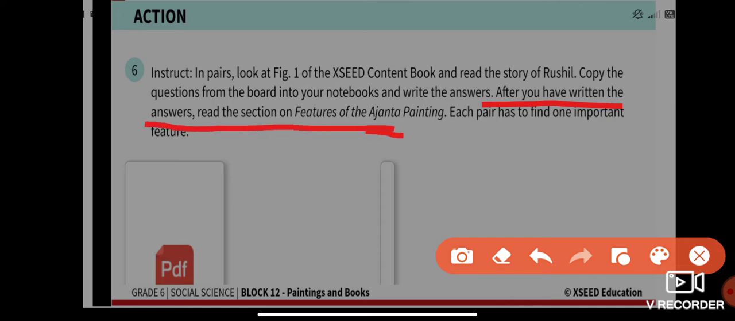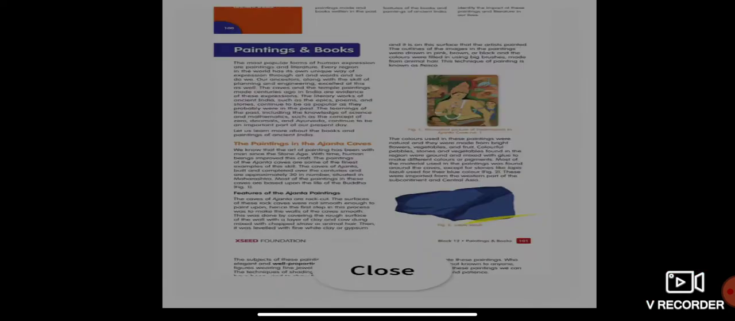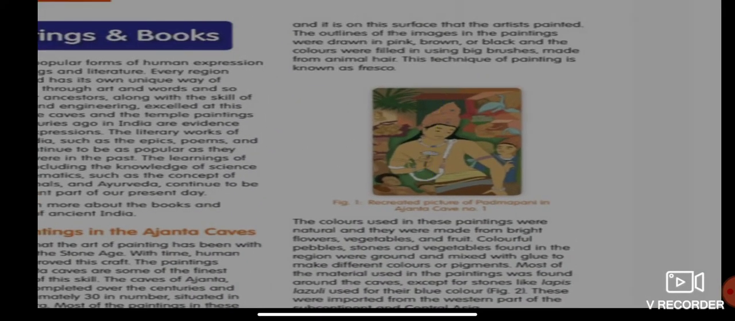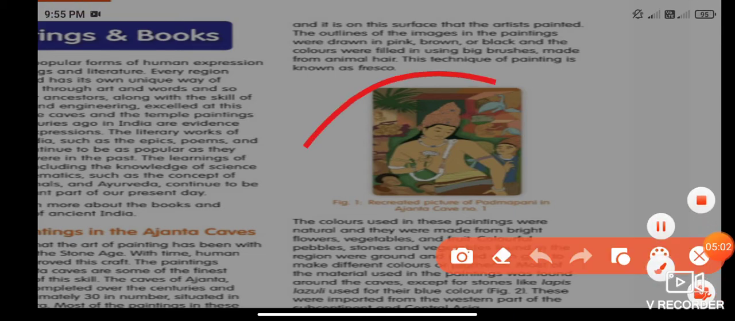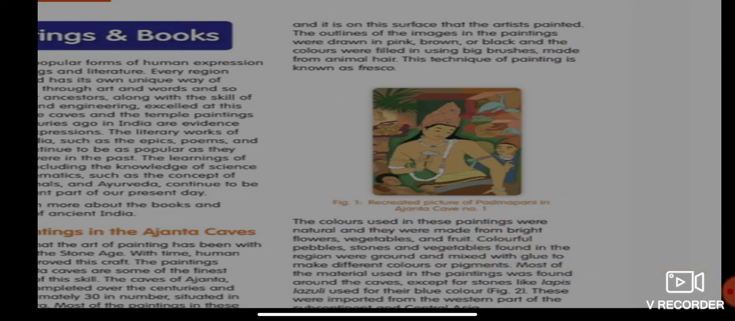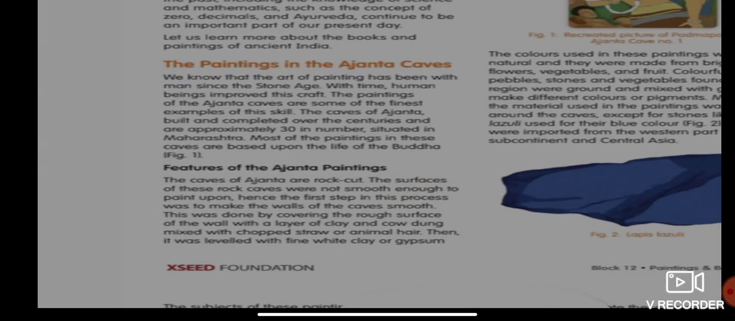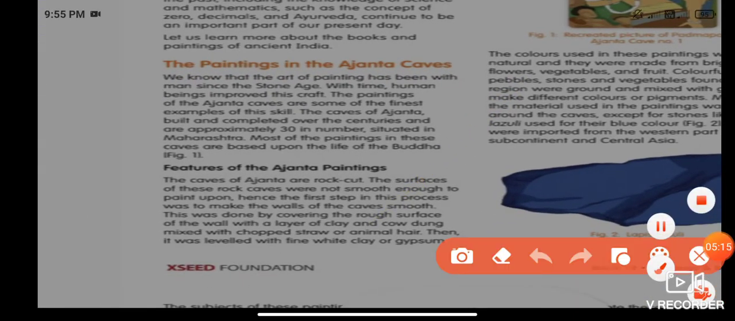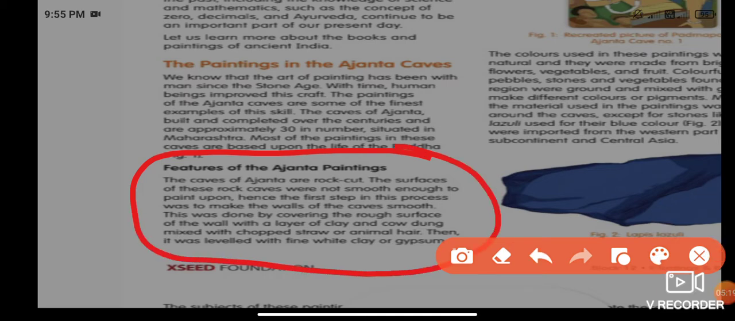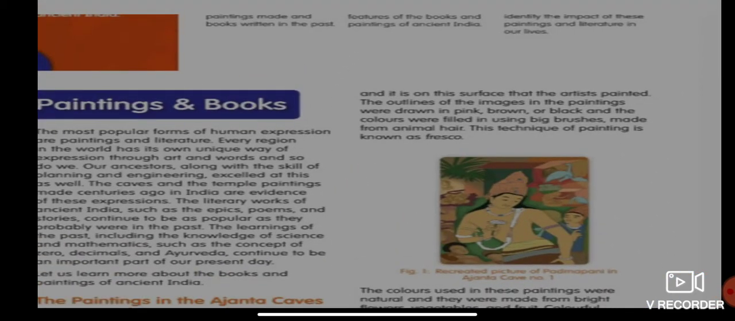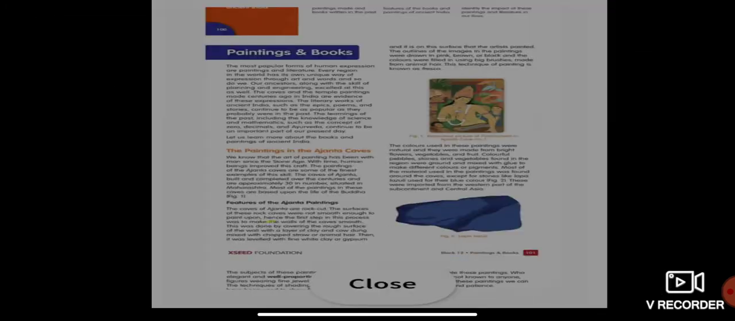Okay, features of the Ajanta painting. All right, so what you have to do is observe the given picture from figure 1. Then read the story of Rushil from page number 101. After you are done with it, also read the features of the Ajanta painting. Please read all this given passage.